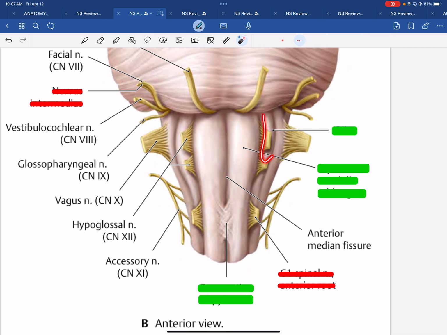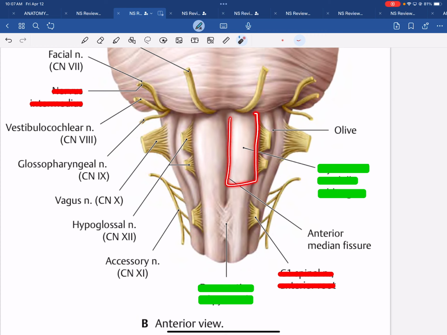What is this? The olives. Good. The olive. Function? Housing the cell body. Sorry, say it again, Meg. Relay station for proprioception. Okay, good. So it relays proprioceptive information to the cerebellum. And this is unconscious proprioceptive information.